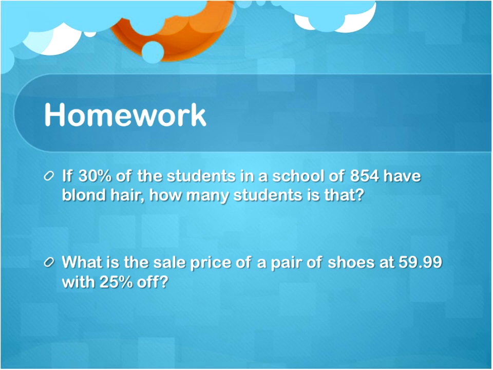Here's your homework. Once you've got it copied, you can go away unless you have questions. So, if 30% of the students in a school of 854 have blonde hair, how many students is that? Okay. And what is the sale price of a pair of shoes at $59.99 with 25% off? So, if you don't remember how to do this, I will be recording the video, but it probably won't get up before late because I have to go paddling right now. I'm leaving. Okay. You can only do one if you want to. That's fine. Some people like to do them both to get some practice. I am fine with one or two. It just shows me that you were online and actually did the class.